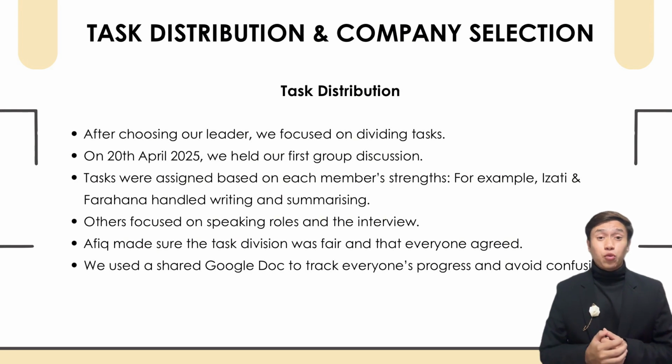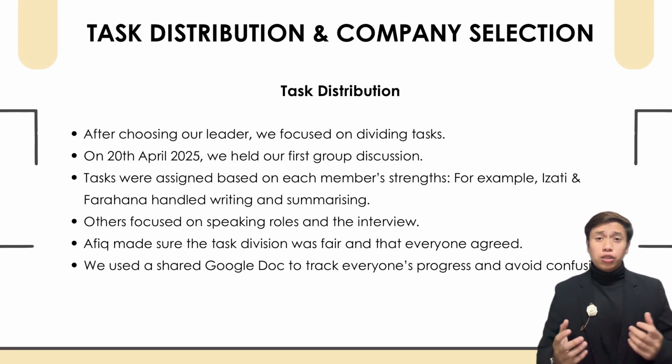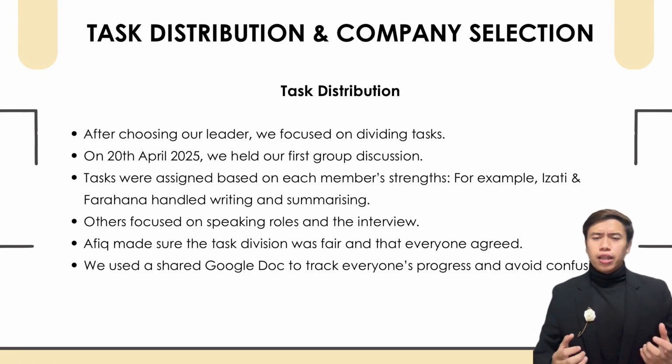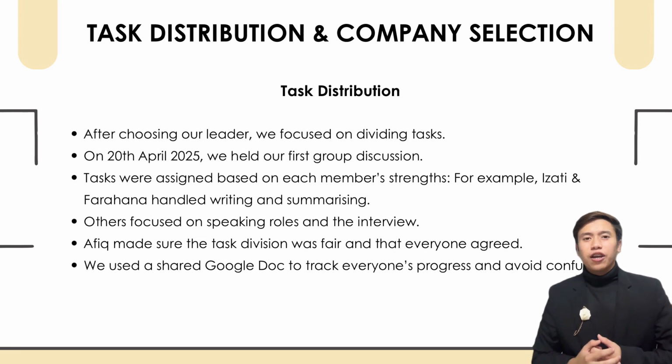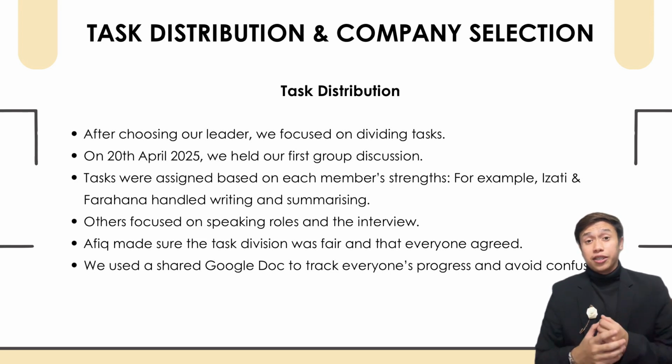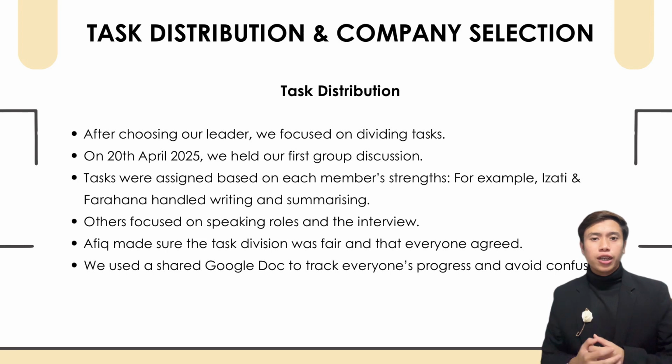One of the best decisions we made was to distribute tasks based on each person's individual strength. For example, some of us were better at writing and summarizing, like Izati and Farhana, while others were more confident in speaking or conducting interviews. We made sure that everyone had a task they were comfortable with, but also challenged enough to grow. Our leader, Afiq Daniel, guided this process by making sure the task distribution was fair and everyone agreed with their roles. We also created a shared Google document to track progress and keep things transparent. This step really helped us avoid confusion later on, especially when it came to compiling the final report.